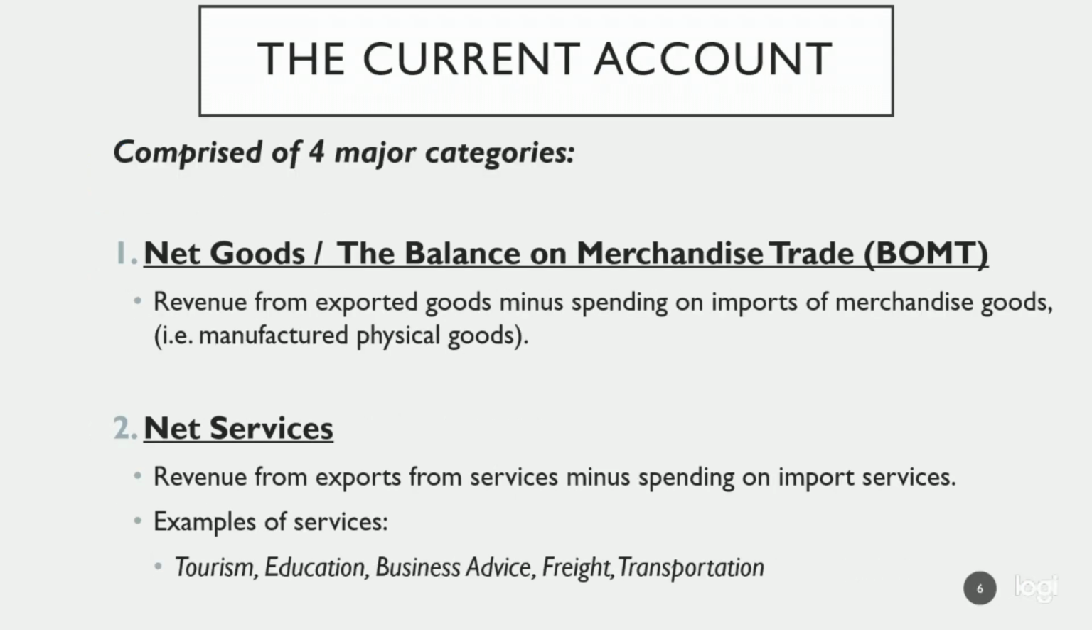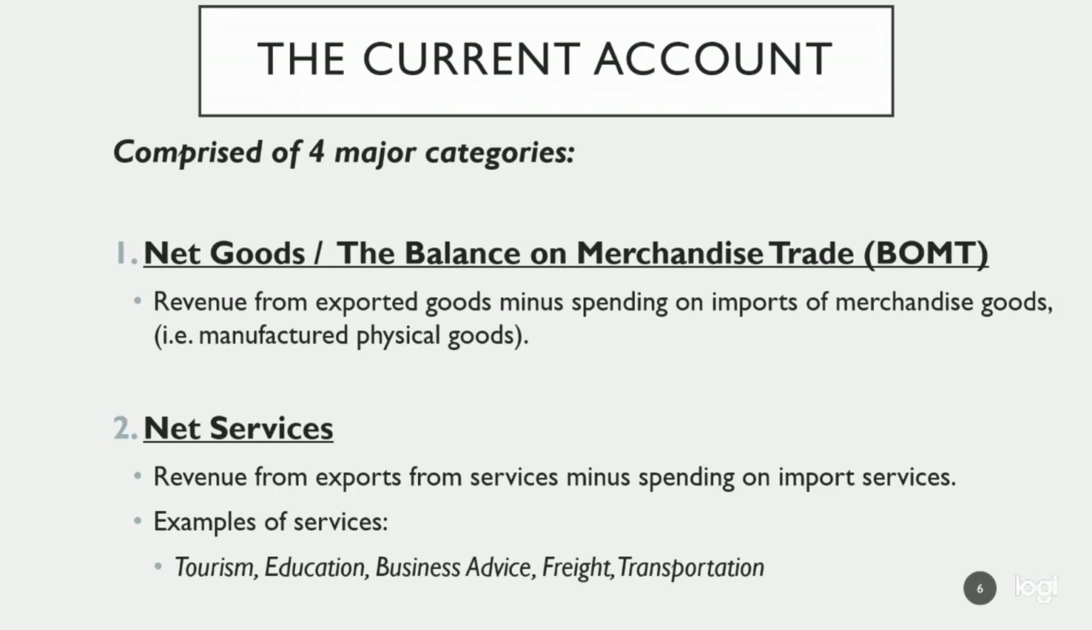So let's have a look at the current account, and it's comprised of four major categories. The first one is net goods, also known as the balance of merchandise trade. It's the revenue that we receive from exported goods, minus the import spending Australia engages in with other countries.